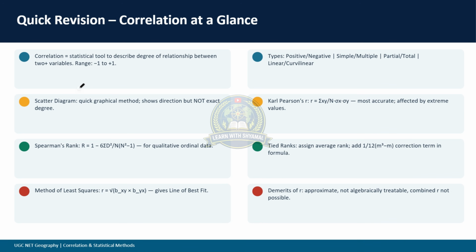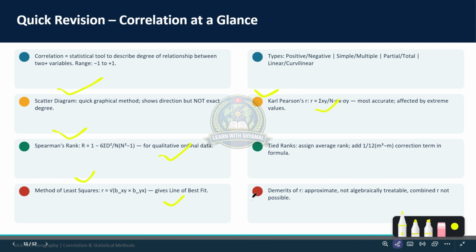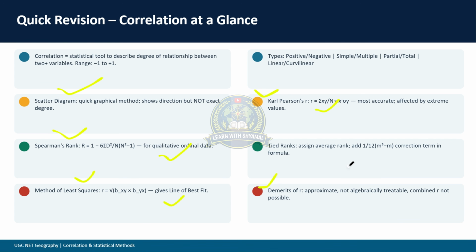Summary. Correlation is a statistical tool to describe degree of relationship between two variables, range -1 to +1. Types: positive and negative, simple and multiple, partial and total, linear and curvilinear. Scatter diagram: quick graphical method, shows direction but not exact degree. Pearson's r, this is the formula, most accurate and affected by extreme values. Spearman's rank is for qualitative ordinal data, and for tied ranks assign the average rank and add correction term m(m²-1)/12 in the formula. Method of least squares, this is the formula, gives line of best fit; r is approximate, not algebraically treatable, and combined r not possible.